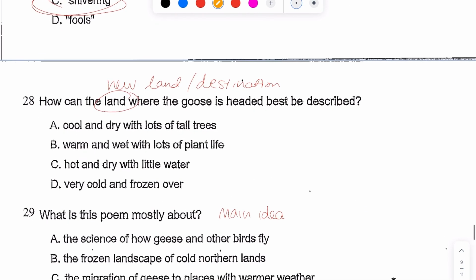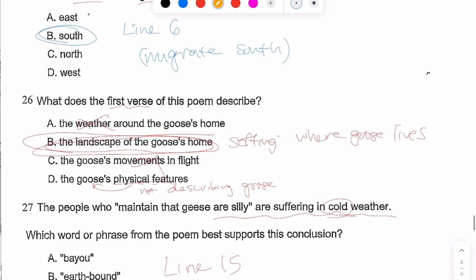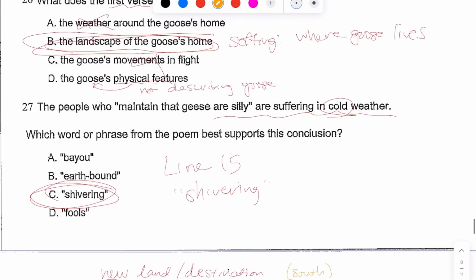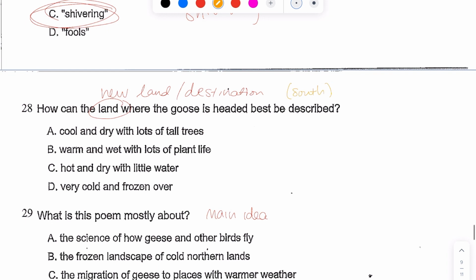Next, for number 28, how can the land where the goose is headed be best described? So the land is this new land, and remember this is south. And in the south, this refers to this bayou land, the swamp. You have ferns and water lilies, so a lot of plants and water. This bayou is like a swamp. So this is warm and wet with a lot of plant life. So just a swamp.